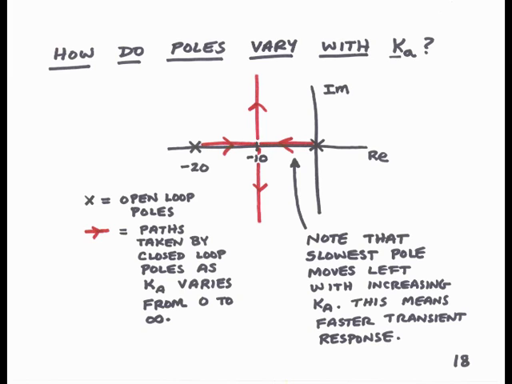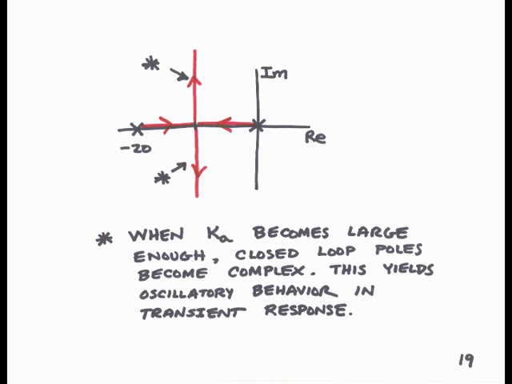I urge you to verify that the poles of the closed-loop system do move in the fashion that I described. All you need to do is take the denominator of the closed-loop transfer function, that is, s squared plus 20s plus 5ka, and plug in different values of ka and make a plot. You'll see that they do indeed move in the complex plane in the manner that I described. For large values of ka, the poles will be complex conjugates, and this means that the transient will have an oscillatory behavior.